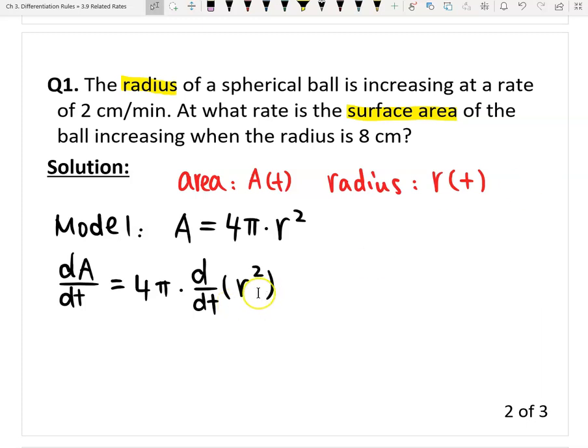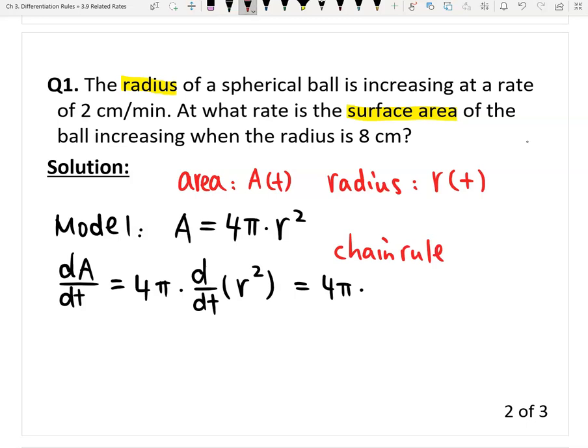Because r is a function of t, therefore this is a composite function. Can you see? And now we take a derivative of the composite function. We have to use the chain rule, right? Okay, so we have to use the chain rule. Let me draw here. We have to use the chain rule. Okay, so I use the chain rule to get, what, 4 pi, a copy.